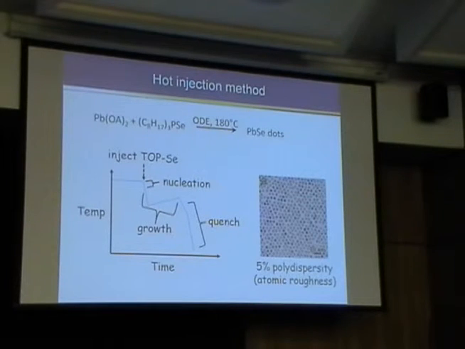What can be achieved is basically about 5% polydispersity in samples. And what that equates to is essentially atomic roughness. So 5% on a 5 nanometer dot, you're talking about less than a unit cell, so we've got atomic roughness control. But that is not enough, it turns out, to deal with some of the disorder issues that we'll talk about tomorrow morning.